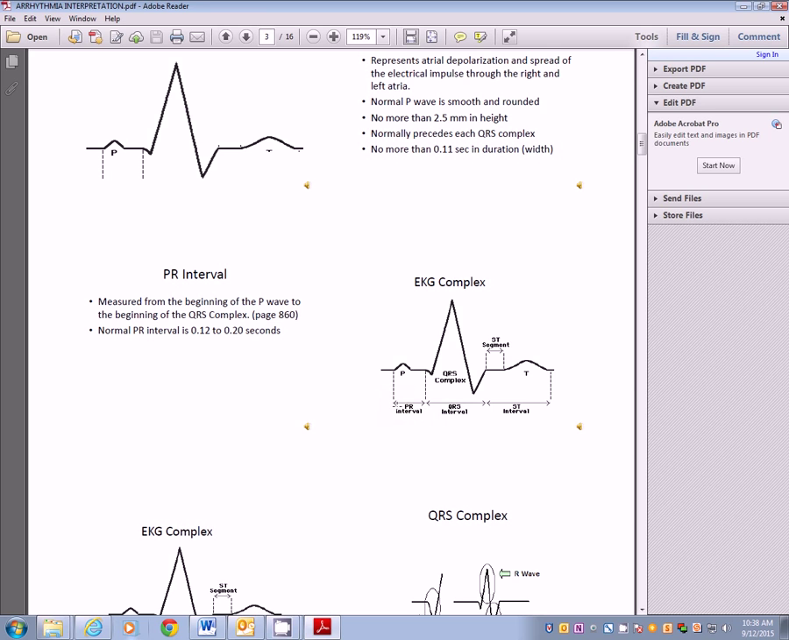Each one of those, if you remember, was 0.04. So it shouldn't be any more than 5 blocks long.